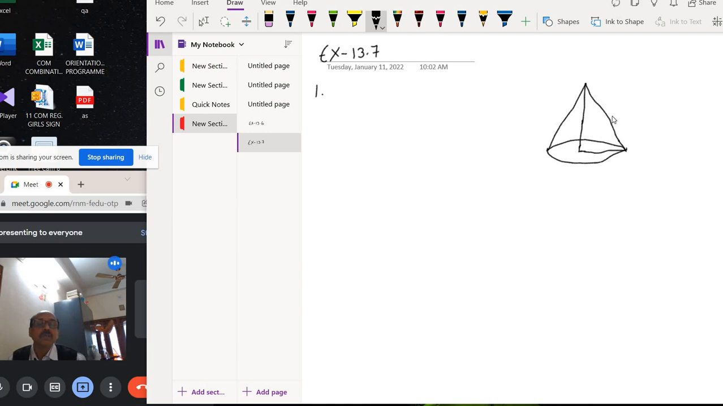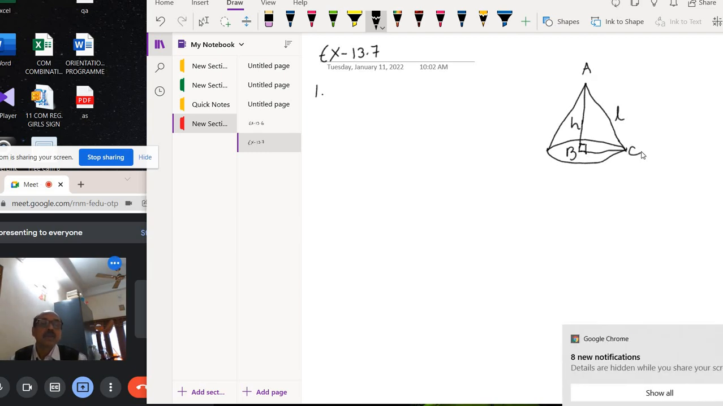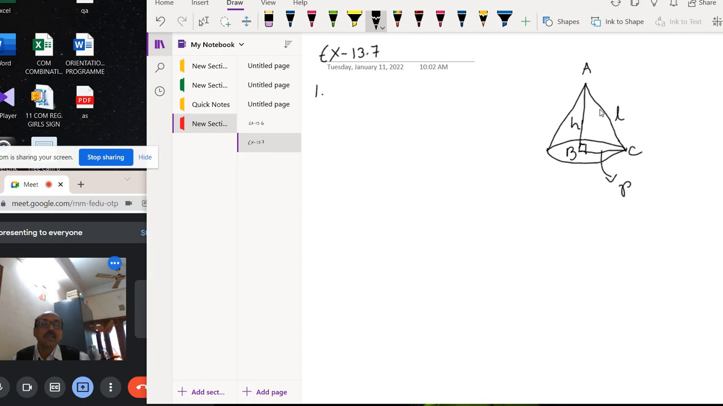So this is L, the slant height. This is the height H. Sir, is it a right circular cone or a simple cone? Right circular cone. This angle is 90 degrees. This triangle is a right angle triangle ABC. BC is the base radius, AB is the height H, and AC is the slant height L.